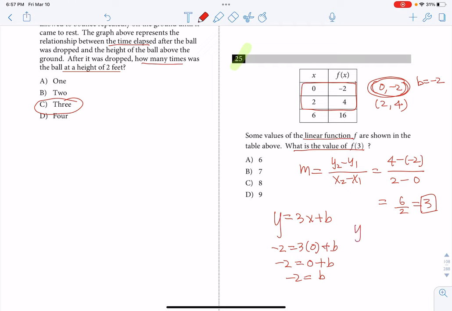So I can find the equation as y equals 3x minus 2. I found the total equation, which I can rewrite as f(x) equals 3x minus 2. And they want to know what f(3) is, which means you plug in 3 for x and find the y value. So f(3) equals 3 times 3 minus 2, 9 minus 2, which makes 7.